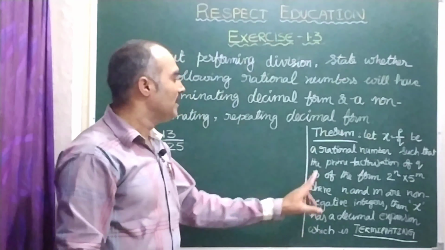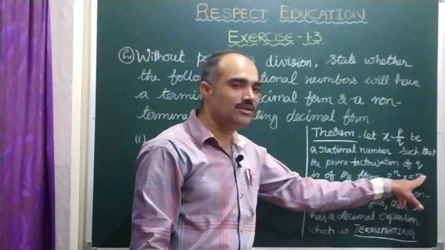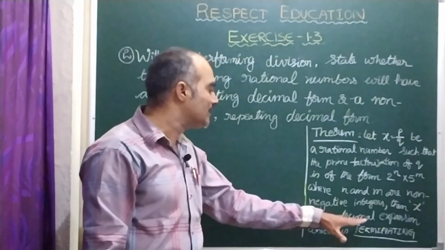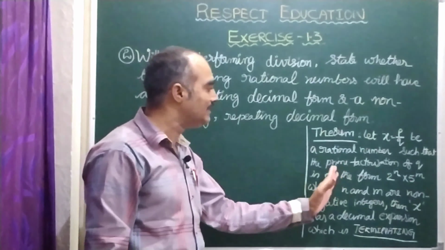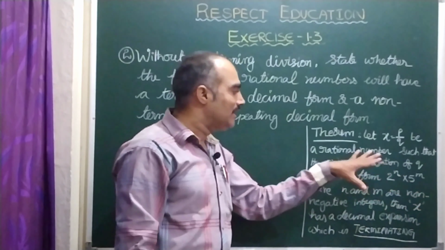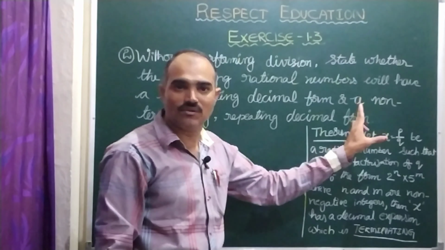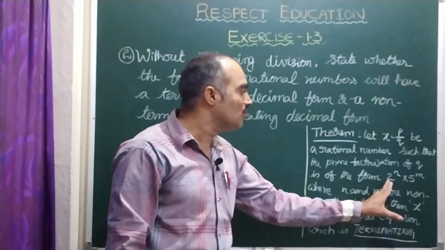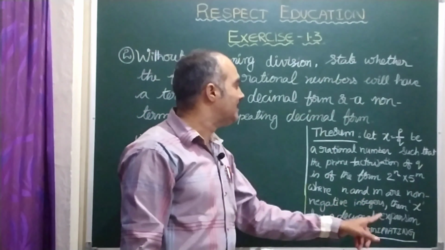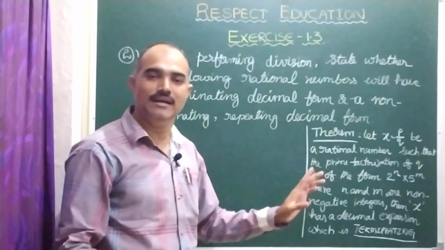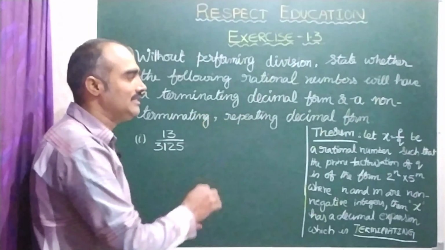If it is not of the form 2 power n into 5 power m, then x has a decimal expansion which is non-terminating repeating decimal. That's all. That is given as another theorem, children. Here simple, if the prime factorization of q is in the form 2 power n into 5 power m, then that is terminating. If not, then that is non-terminating and repeating. Clear? Let us verify whether it is terminating or non-terminating by applying this theorem, right?